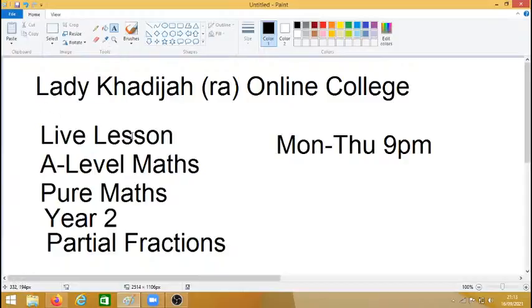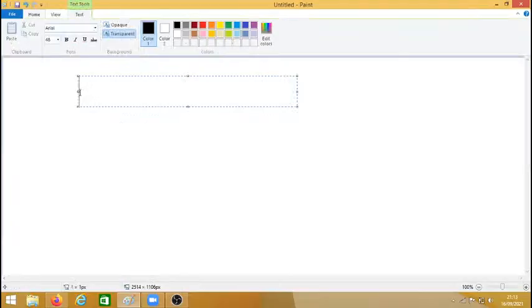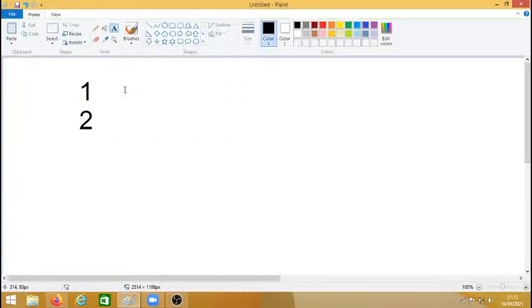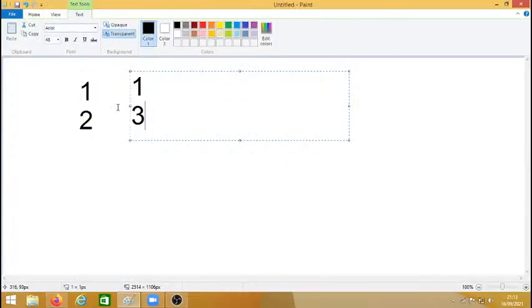Welcome to a live lesson on A-level maths, pure maths. This is year 2, chapter 1, example 9 on partial fractions. So this time we are looking at splitting a fraction where we're thinking that it's been made up of 3 fractions. How do we know that?